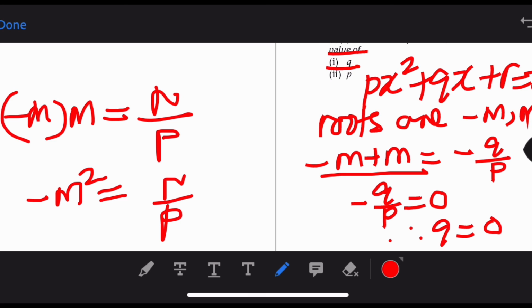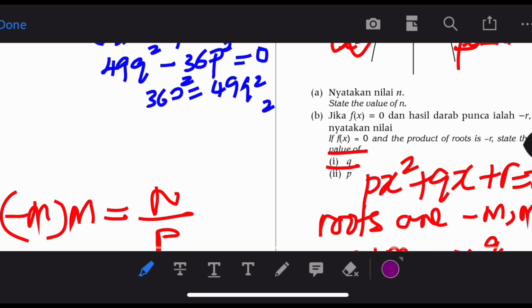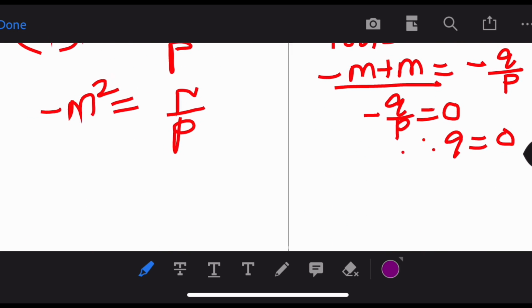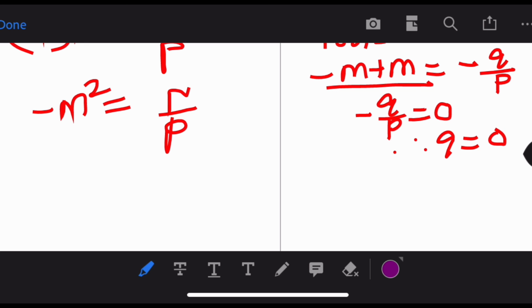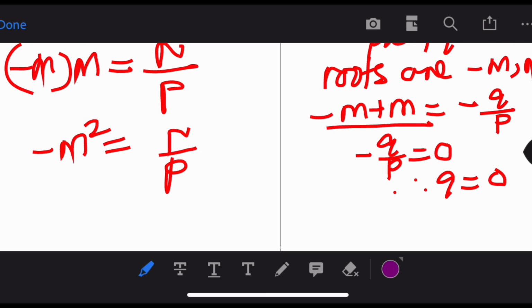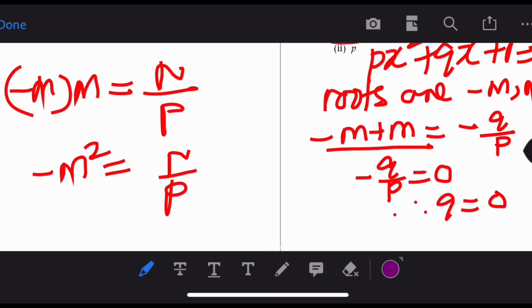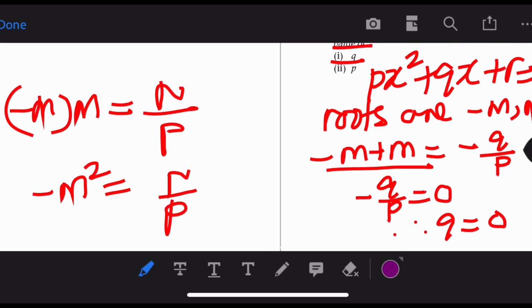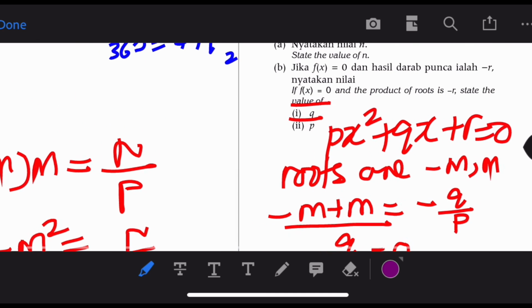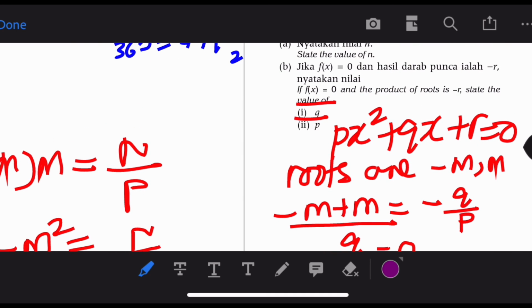Right, so then we have to solve the value of p. Okay, so that means just now we have c over a, r over p. Okay, so the negative m squared, the p is, what's the value of p?